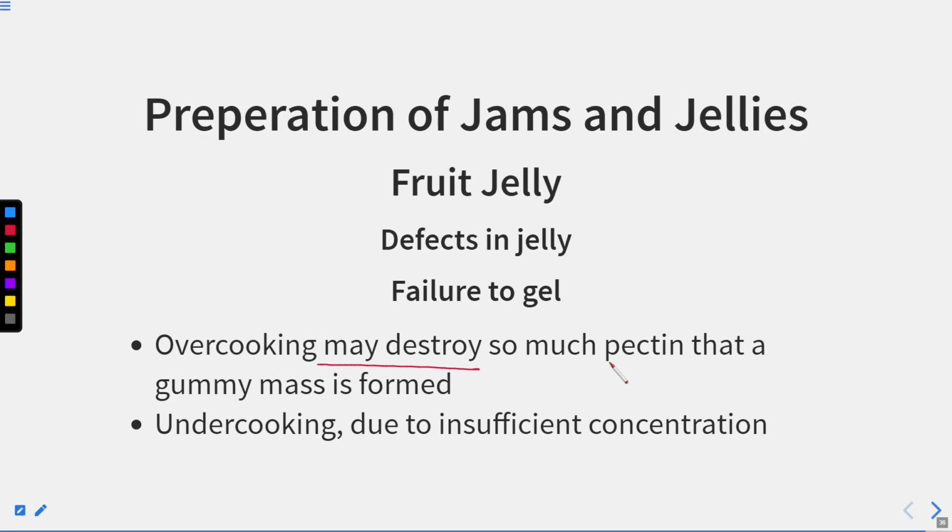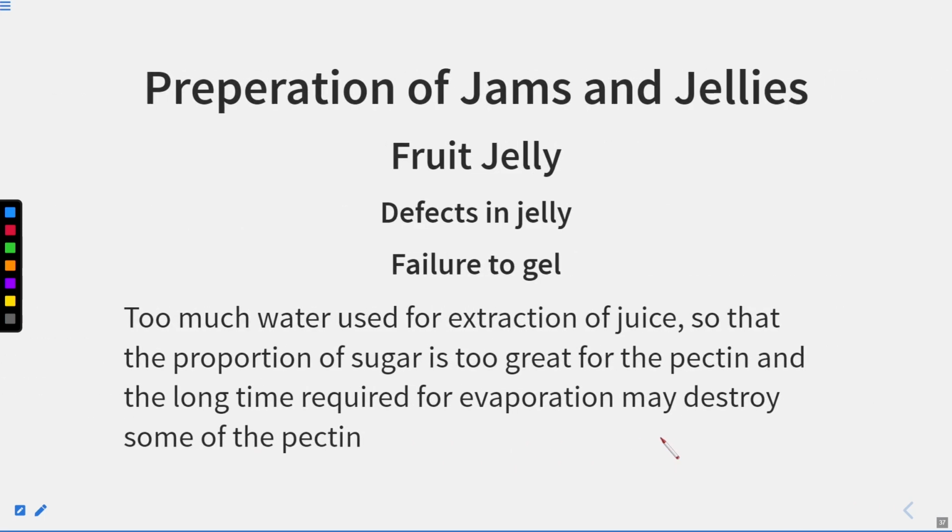Overcooking may destroy so much pectin that gummy masses are formed. So overcooking should be avoided. I've already told that two things are very, very important, that crystallization should not be formed while preparing the jams and jellies. And the second point is overcooking. So maintaining the temperature at the time of cooking or preparing the gel is very, very important. Undercooking due to insufficient concentration also causes failure to gel.